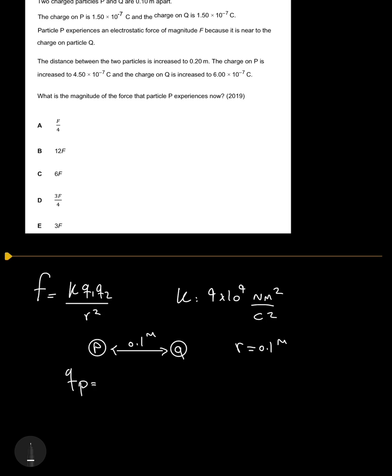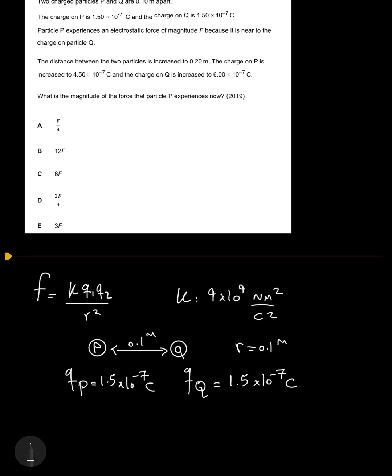The charge of P, let's call it QP, is 1.5 times 10 to the power of negative 7, while the charge of Q, or QQ, is also 1.5 times 10 to the power of negative 7 coulombs. So they both have the same value.